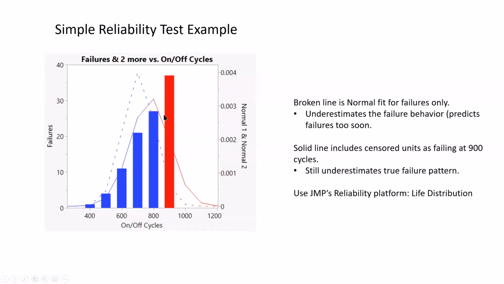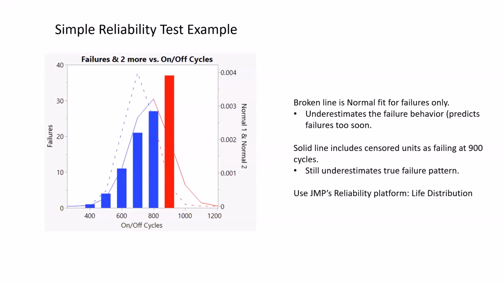If we include all those and we call them, say, 900 cycles, well, that seems to make things fit the data a little bit better, but we're still kind of skewed. We're not fitting it very well. And the reason is, what are these that made it to 900? Should they be 1,000? Should they be 1,100, 1,200? This group that made it past 800, these are called censored observations. They didn't actually fail.